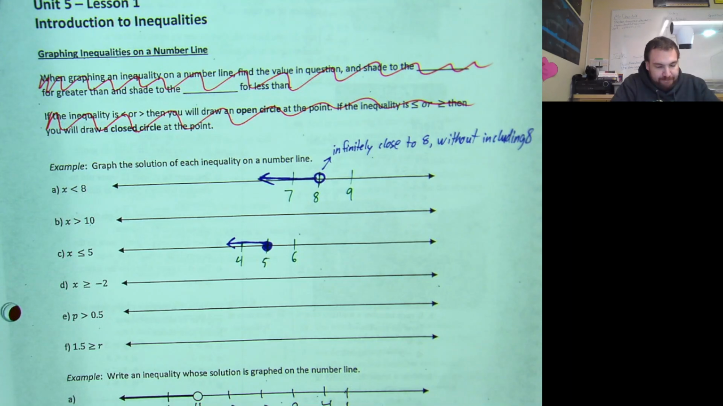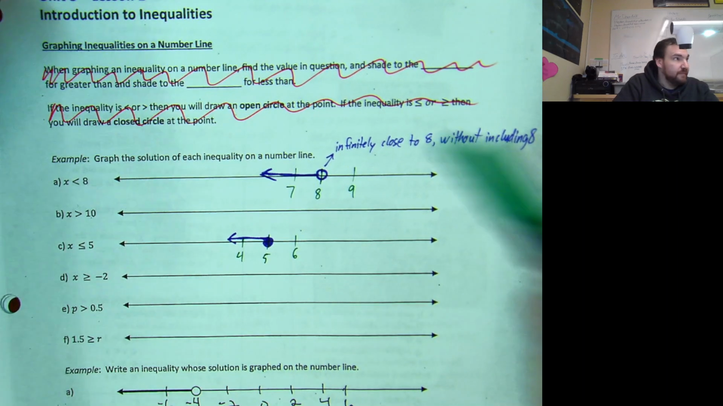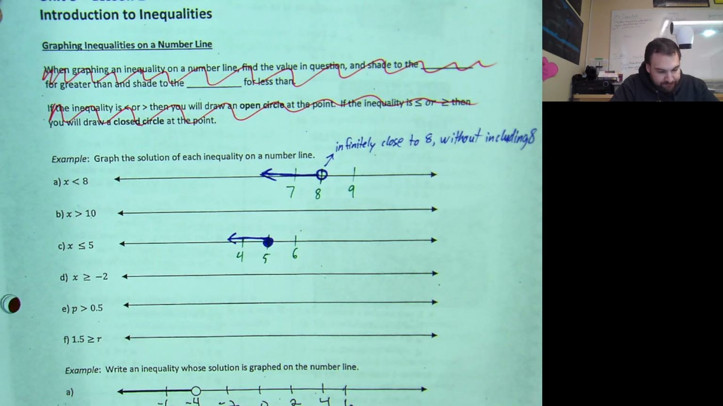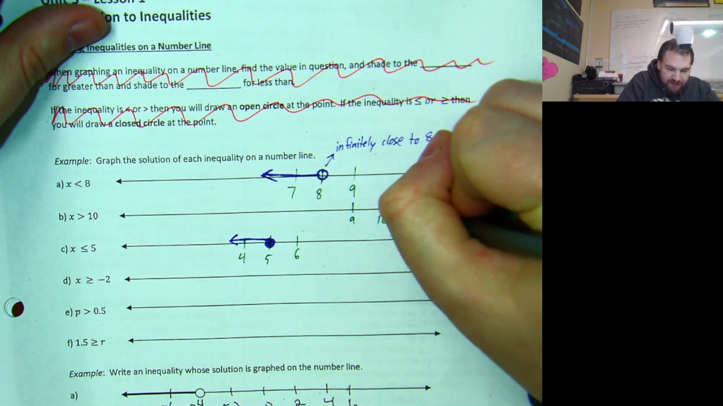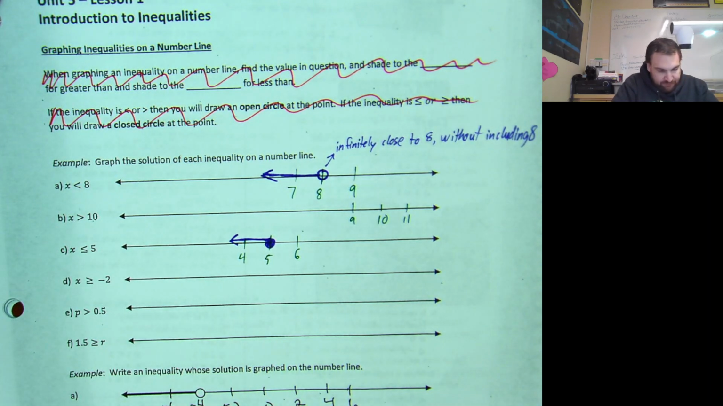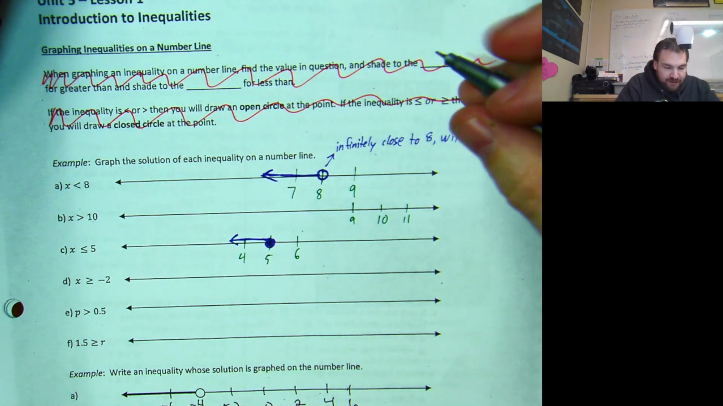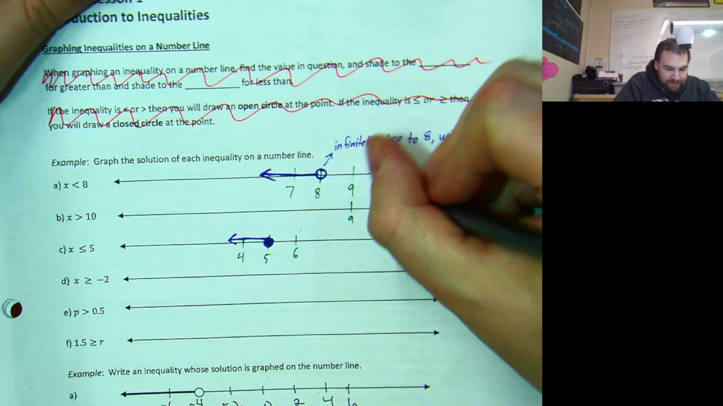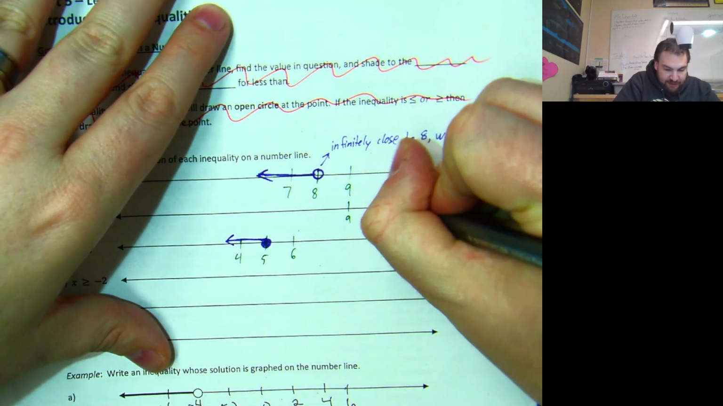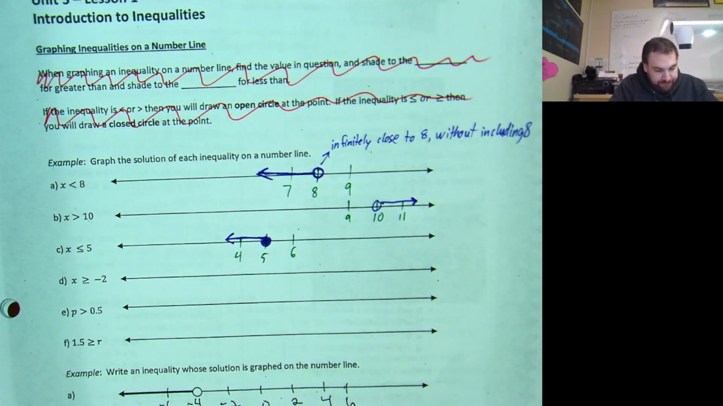What's B going to look like? Someone tell me how to draw it. Carolyn. We're going to throw 9, 10, and 11 on our number line. The line is going to go to the right, okay? Open circle at the 10, my arrow goes to the right. Cool. Because now x is greater than 10. So everything larger than 10.